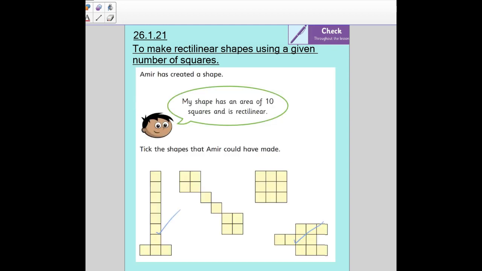Amir has created a shape. He says, my shape has an area of 10 squares and is rectilinear. Tick the shapes that Amir could have made. So you needed to have ticked these 2 shapes. This one isn't a rectilinear shape because it's touching by the corners only. And this one has an area of 9. Well done.